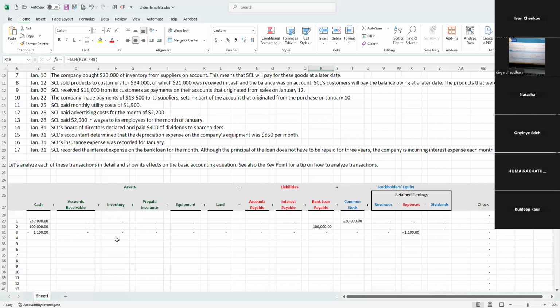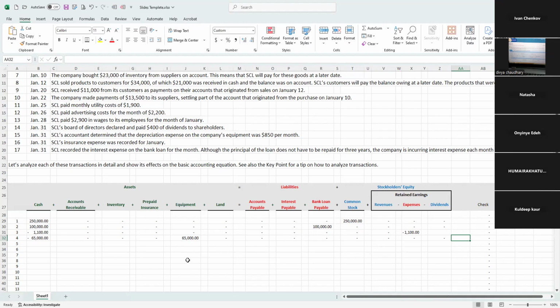So what we're gonna do? We're gonna get the equipment, and our equipment is gonna go up by $65,000. What's gonna go down? Our cash is going to go down by 65. Is this gonna affect the liability side in any way? No. Is it gonna affect the equity side? No. Revenue, dividend, nothing. Are we in balance? Yes.